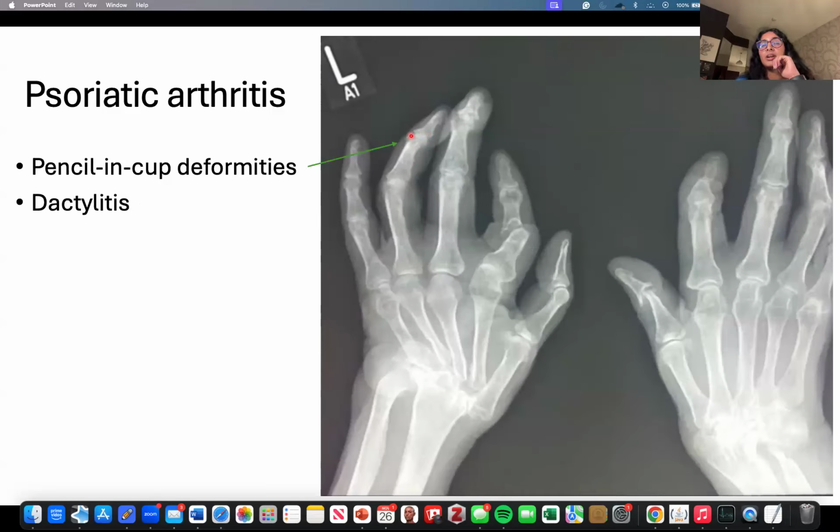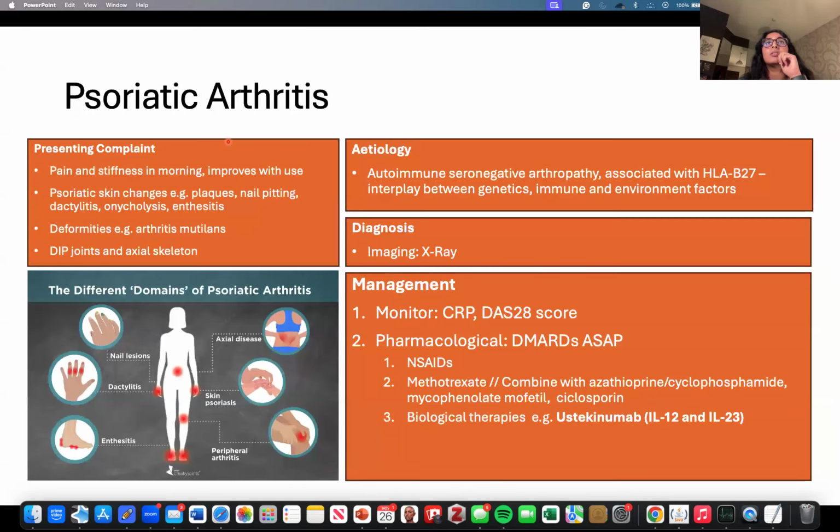Dactylitis, that's swelling of one individual finger, like a sausage finger. You might see that on X-ray as well. Arthritis mutilans you mentioned, which is just really severe joint destruction. So that's psoriatic arthritis, and this is a good one to pick up. You get nail changes as well. You get psoriatic plaques, and that helps you get the diagnosis.